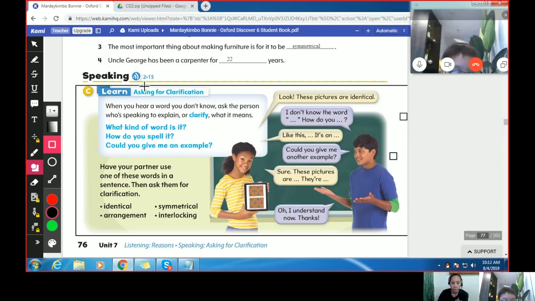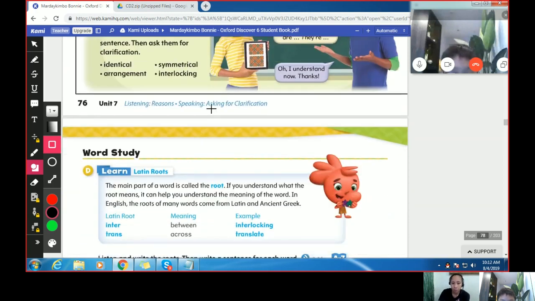Identical, symmetrical, arrangement, interlocking. Okay, thank you. Let's just stop right there, Peter. So when you say asking for clarification, that's what you do. Teacher, can you please scroll up? Teacher, can you please repeat the word? You ask for clarification for you to understand it. As easy as that.